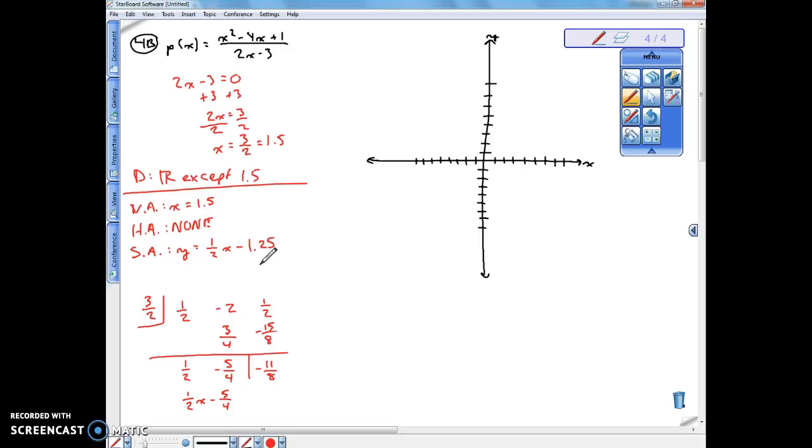And so, if I plot my vertical asymptote at 1.5, and my slant asymptote, I'd go down 1.25, and then I would go up 1 and to the right 2, so I'd be about here and there. And then if I go up another 1, I'd be at about 0.75 up here to the right. See if I can get that, and that can give me my slant asymptote.